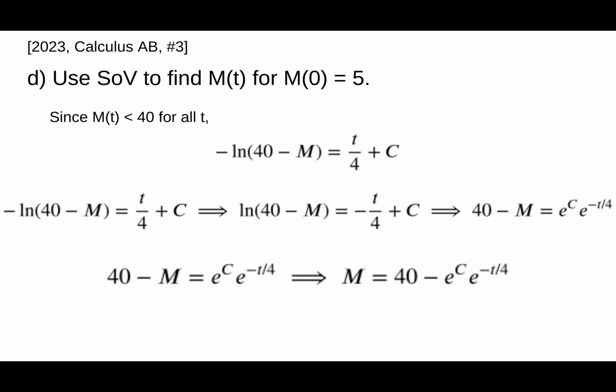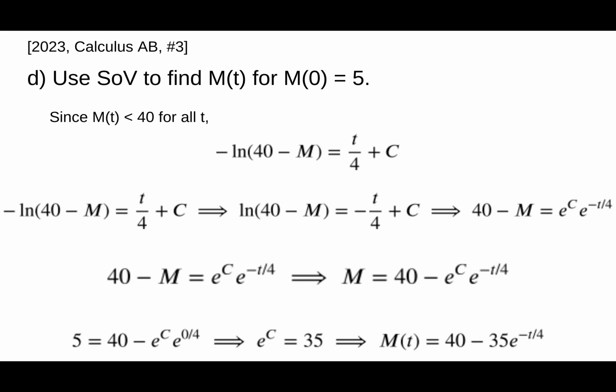Which means that M is equal to 40 minus e to the C times e to the negative t fourths. Now, since we have our initial condition, M(0) equals 5, we can plug 5 in for M and 0 in for t, and we can solve for e to the C. e to the C turns out to be 35. So our function M(t) is 40 minus 35e to the negative t over 4.